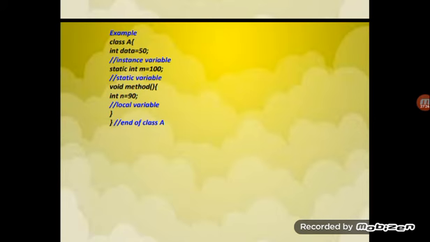Void method: I am taking a method within the class. Inside that method, I am taking int n is equal to some value. That is a local variable.